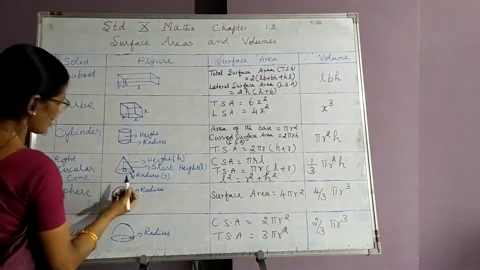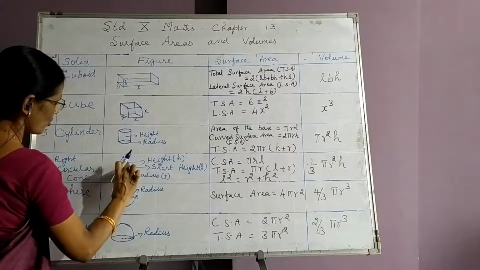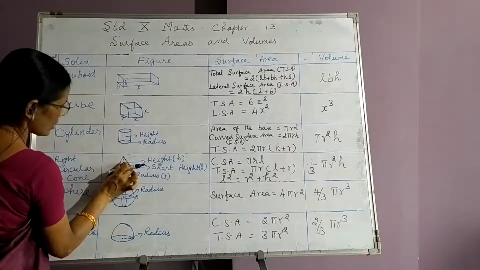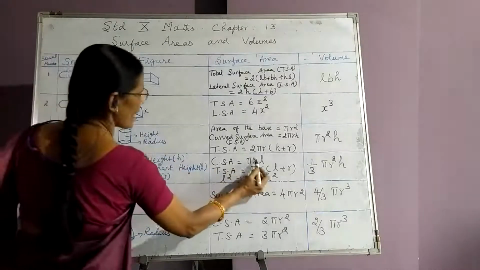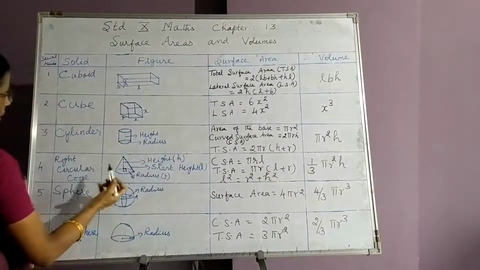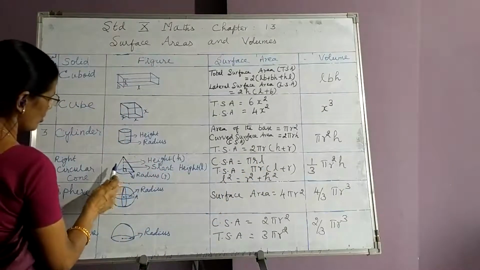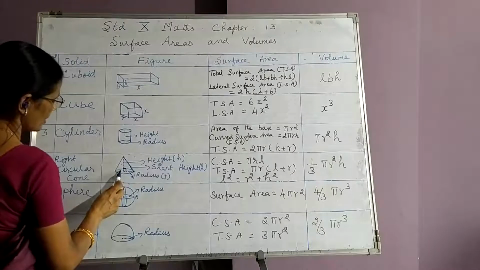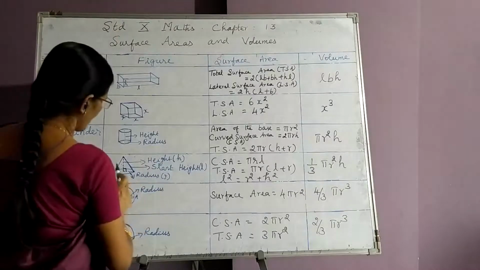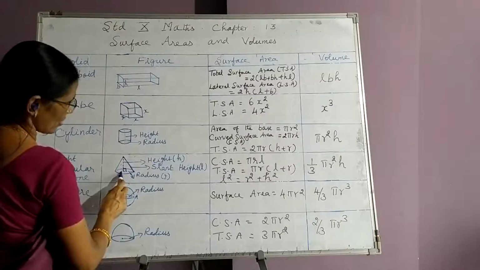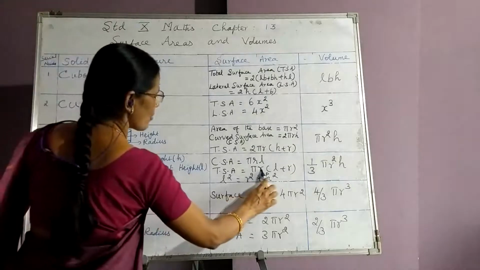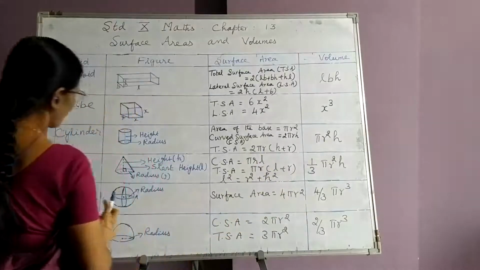So when it is curved surface area, the base we exclude. We calculate only this portion, which is pi r l. Total surface area includes this curved surface plus the area of the base, which is pi r l plus pi r square. Pi r is common, into L plus r.